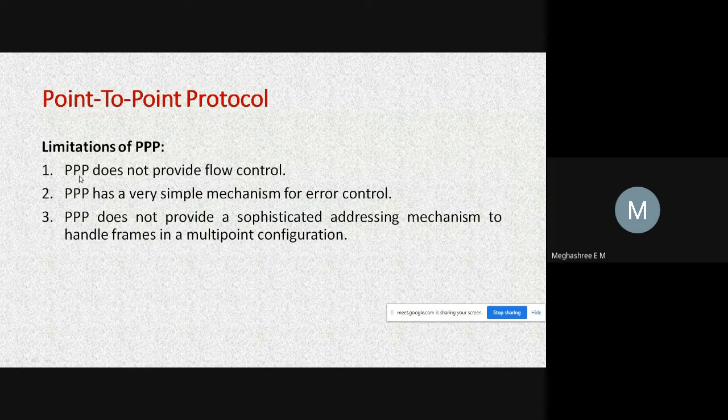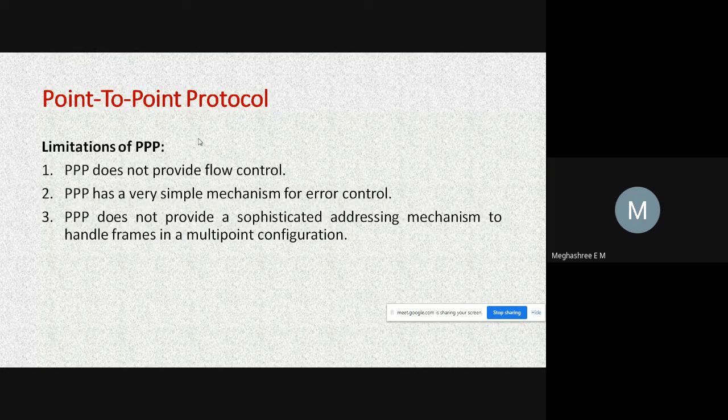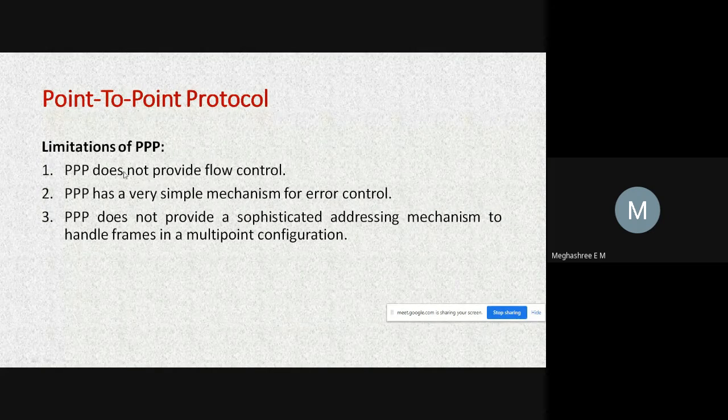Limitations are, this doesn't provide flow control. So it doesn't provide flow control. What does it mean? See, once the sender sends the message, the receiver should acknowledge it, right? That is not properly implemented in this protocol. That's why this says it doesn't provide flow control.